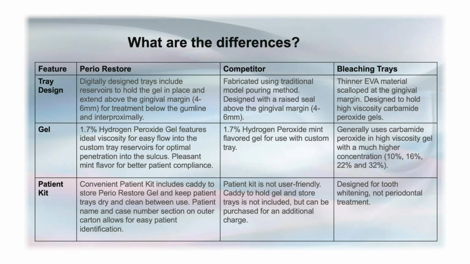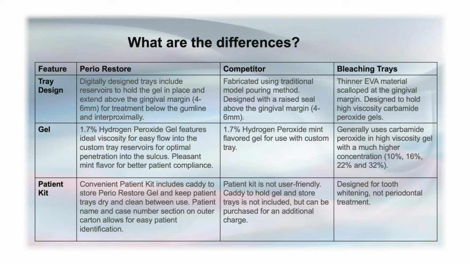And if you look at the difference between Perio Restore and the competitors and bleaching trays, they're designed to hold the gel in place and extend above the gingival margin for treatment below the gum line and approximately for 4 to 6 millimeters. Where the competitor, the fabricated using traditional model pouring method, we use the monophase with the Perio Restore. It's easy, you can scan them. I mean, it's so easy to do.